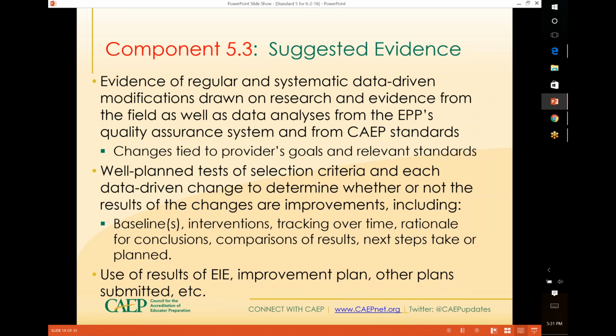So what component 5.3 is suggesting as possible evidence is, of course, when do you regularly and systematically make modifications that are drawn from the research. We read as scholars about innovations in education and studies that are coming out, and perhaps we learn something that we say, oh, wow, we need to be doing that in our programs. Perfectly acceptable, as well as analysis from your own quality assurance system, as well as from standards, whether those are CAEP standards or other standards that lead you to say, wow, this is something we need to change.